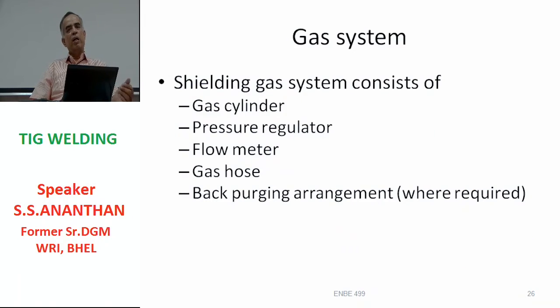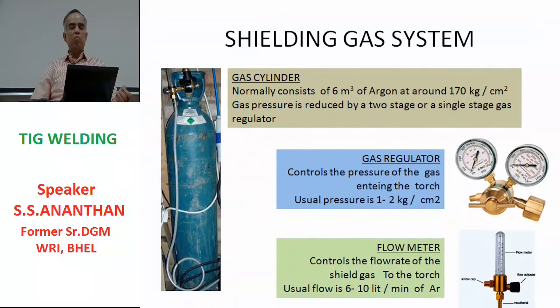Now if you see, a gas system consists of a gas supply, which is a gas cylinder or a gas container, and then a pressure regulator, a flow meter, a connecting hose between the various components, and a back purging arrangement wherever required for welding of stainless steels, titanium and nickel alloys. Now what's a gas cylinder? A gas cylinder normally contains 6 cubic meters of argon at NTP, compressed to 170 kg per centimeter square and supplied to us in cylinders.